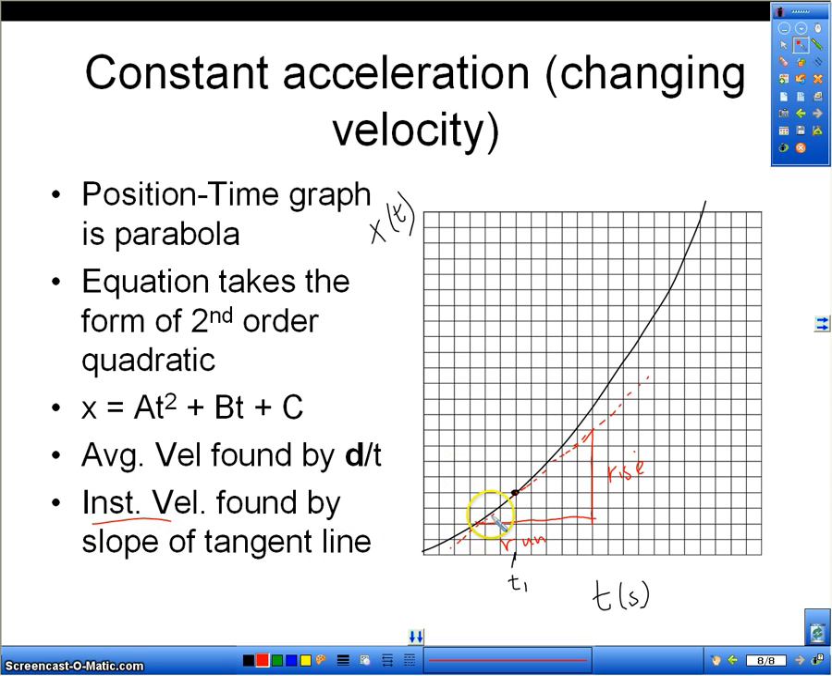So you can see right here, this tangent line that I've drawn will have one slope. If I come up here and draw a different tangent line for that point, it's much steeper, because the tangent lines get steeper as the graph moves along in time. That's because the object is speeding up. It's changing its velocity, and so the velocity is getting faster and faster.